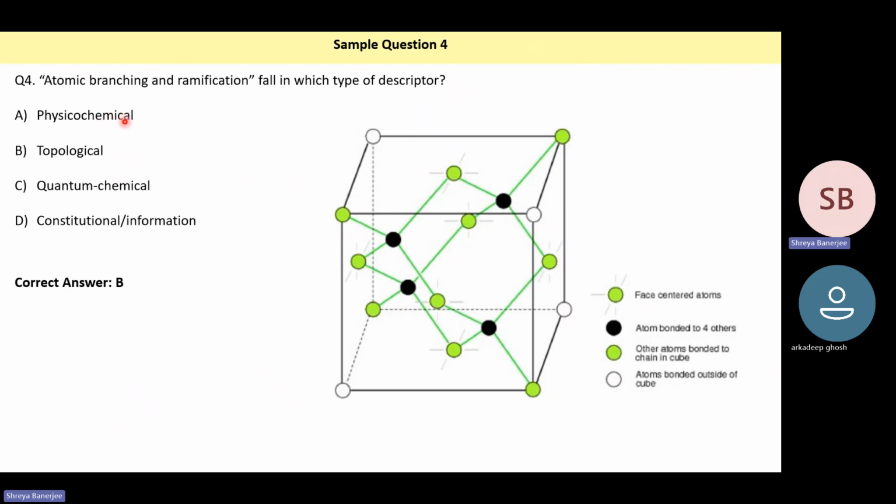The physicochemical descriptors are the ones which talk about physical or chemical properties like lipophilicity, hydrophobicity, and so on. The quantum chemical descriptors are about the atomic level descriptions in terms of quantum mechanics. And the constitutional or information descriptors are basically how many carbons there are, how many nitrogens there are, how many hydrogen bond acceptors and donors, that kind of information. So atomic branching are topological descriptors, that is option B.